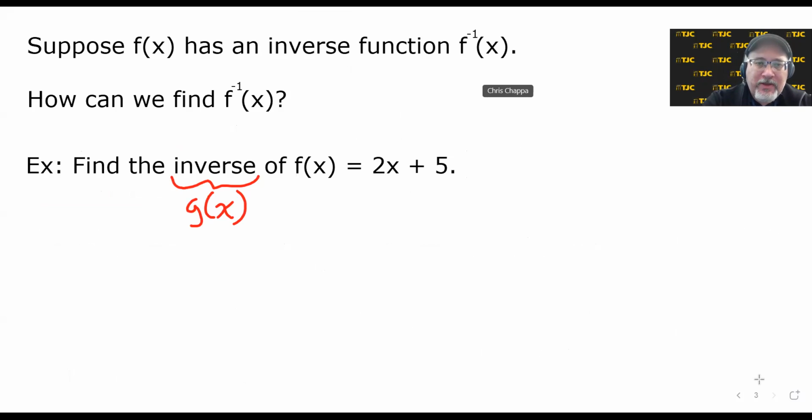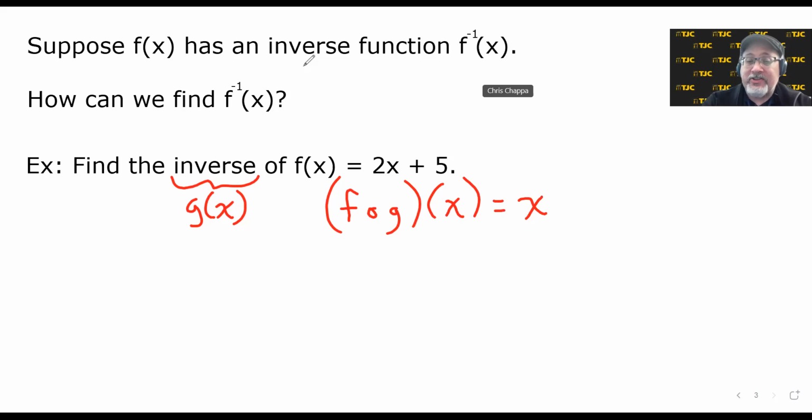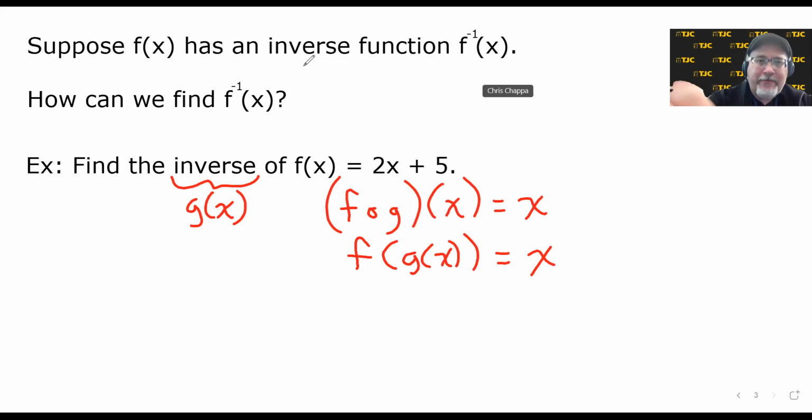We know that in order to be inverse functions, we have to have f of g of x is equal to x. Now we could also do it the other way around, g of f of x equals x, but I want to set this up so that the thing that we don't know is on the inside. In other words, f of g of x is equal to x. Now, how can we take advantage of this? Well, we don't know what g of x is, but we know what f of x is.